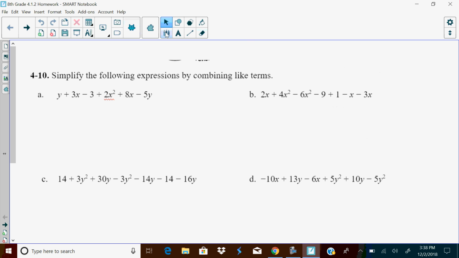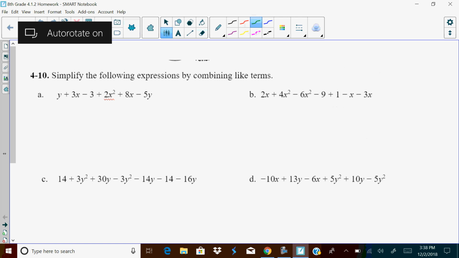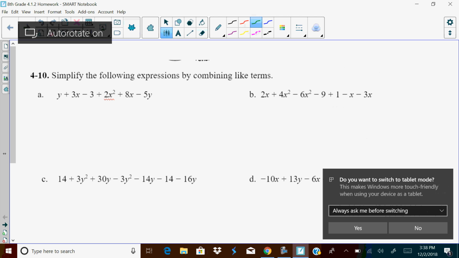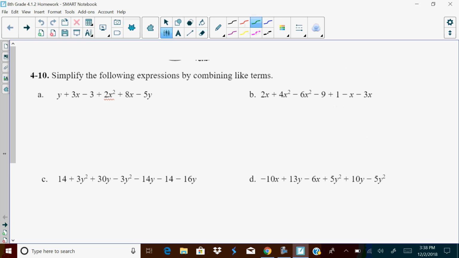Okay, here are the answers for the 412 review preview. So problem 4-10 says simplify the following expressions by combining like terms. So I'm going to actually look at each different term to check to see if there's any others in different colors.